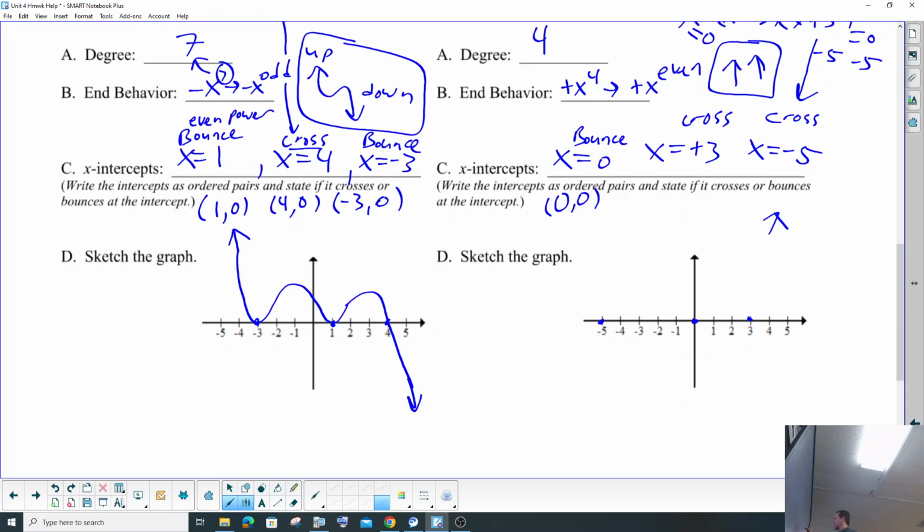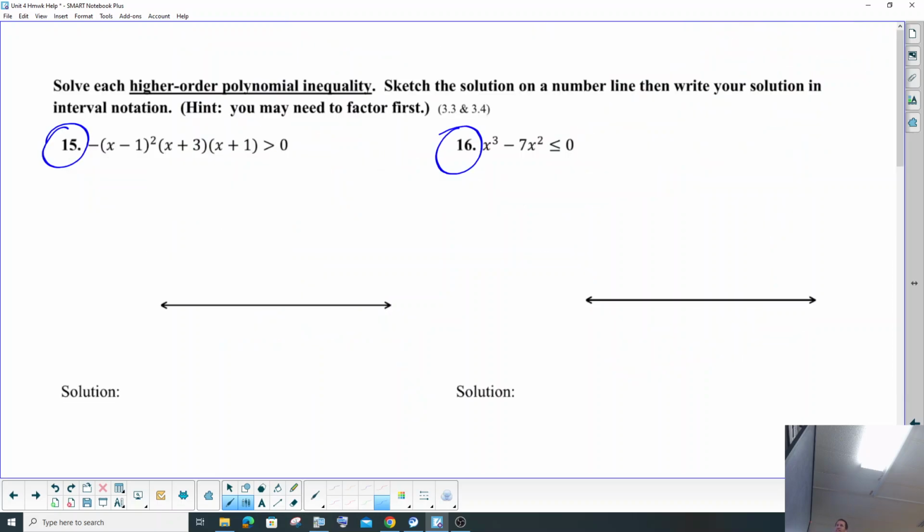So it says here that we're going to cross through. And then a 0, we're going to bounce. And a 3, we're going to cross through. You got this. So pause me, try this next one on your own.